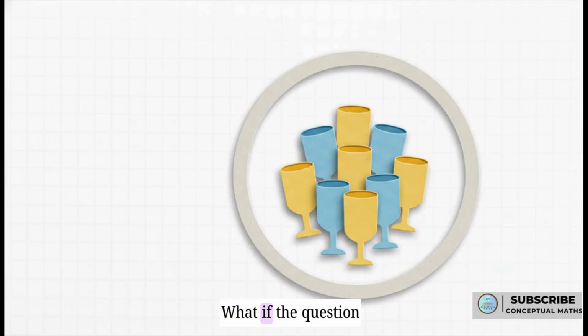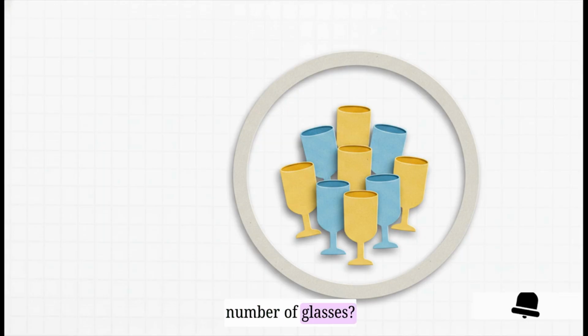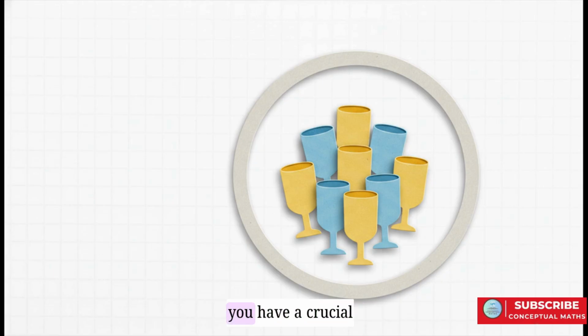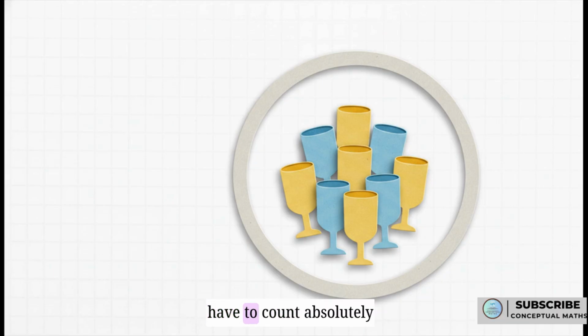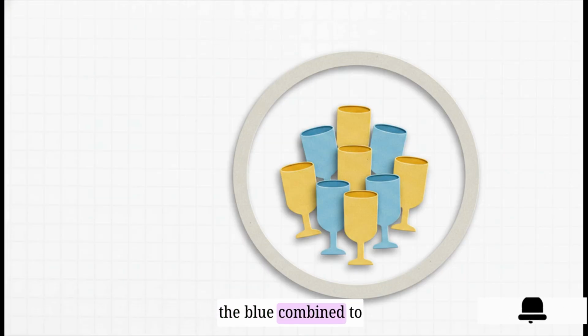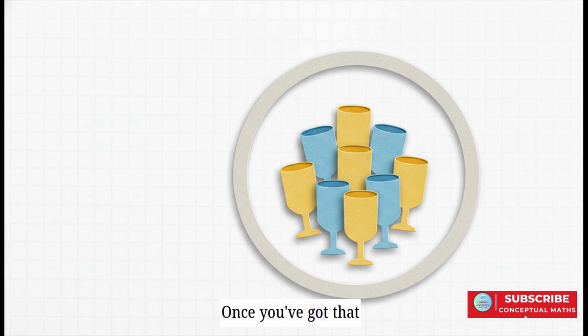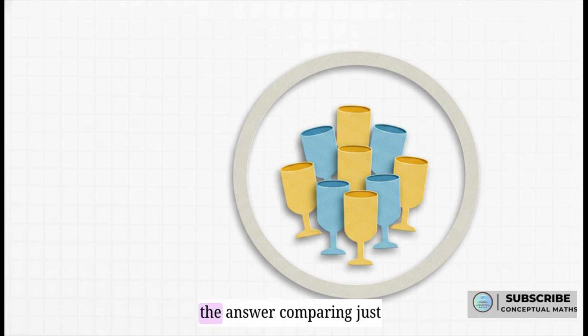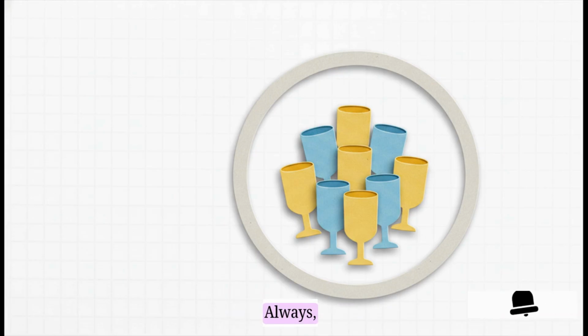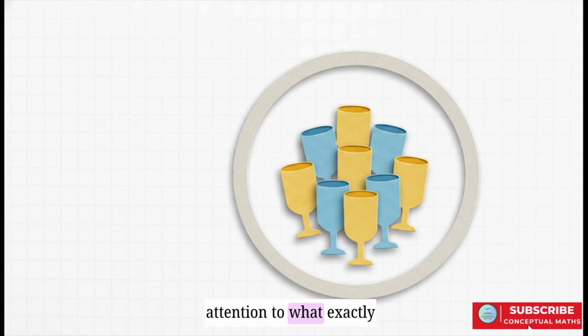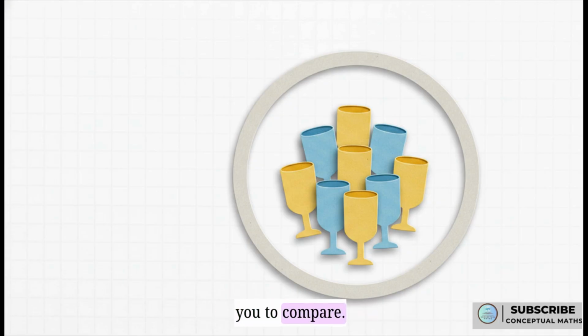But wait, what if the question asks for the ratio of blue glasses to the total number of glasses? This happens all the time, and it means you have a crucial extra step. You have to count absolutely all the objects first. Yep, the yellow and the blue combined to find your total. Once you've got that grand total in hand, then you can write the answer comparing just the blue glasses to that total number. Bottom line, always pay close attention to what exactly the question is asking you to compare.